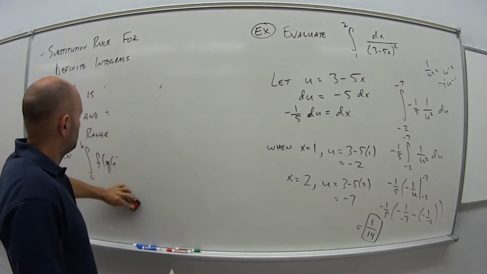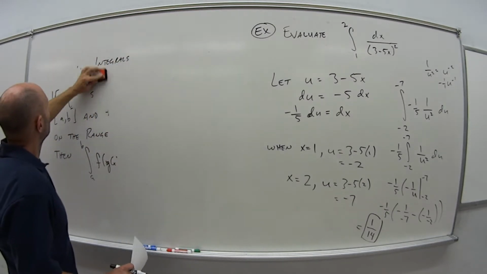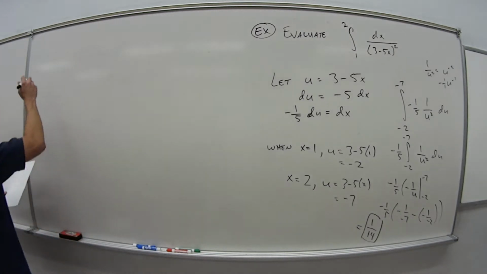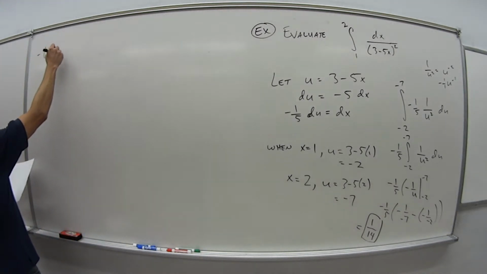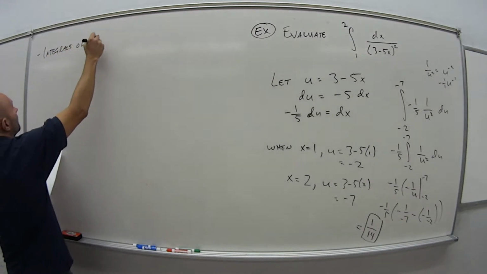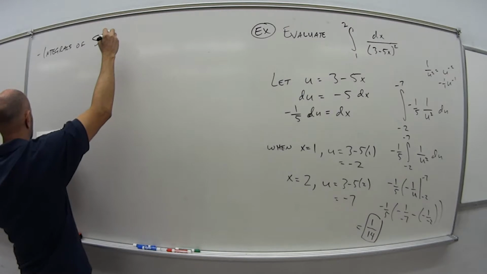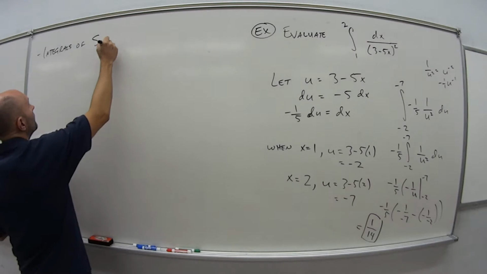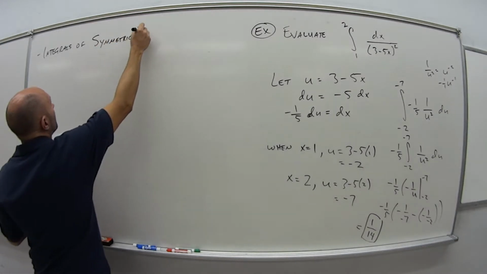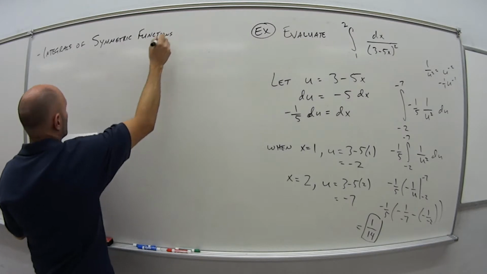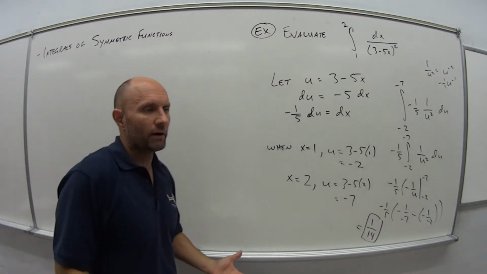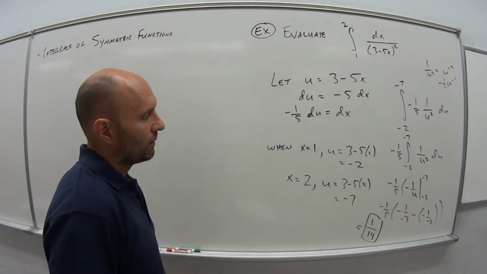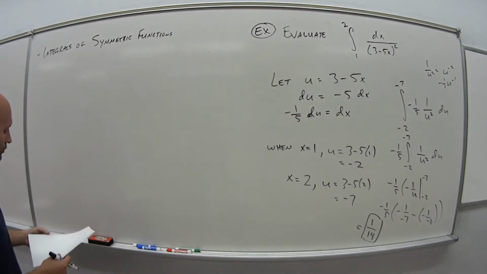So the last thing to throw at you guys here is integrals of symmetric functions. If we have things like x squared, and we have a parabola, how can we figure out integrals of that? Or if we have x to the third, that's symmetrical about the origin.